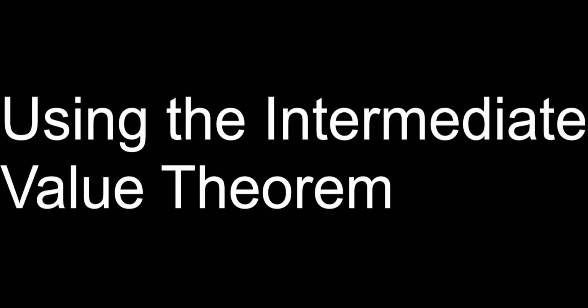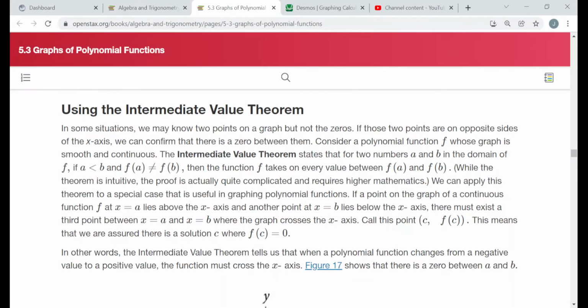Hello everyone. The title of this video is Using the Intermediate Value Theorem. In this video, the examples I'm going to do are taken directly from a free online textbook at openstax.org. I'm in their Algebra and Trigonometry text, section 5.3, called Graphs of Polynomial Functions, under the heading Using the Intermediate Value Theorem.